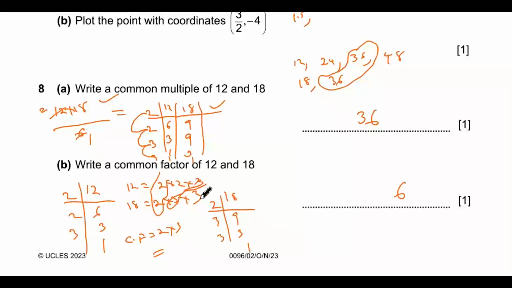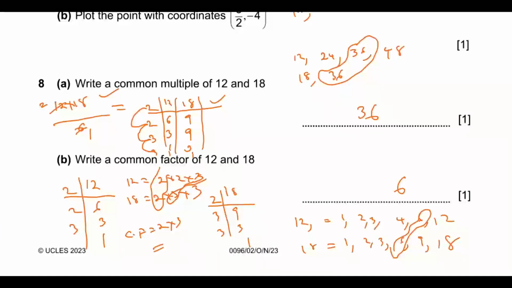So this method is super easy when you have a big number, and the other method is for small numbers, but you can still use this method. So factors of 12 will be 1, 2, 3, 4, 6, and 12. And factors of 18 will be 1, 2, 3, 6, 9, and 18. So of course, the common factor will be 6 here. So that is another method.